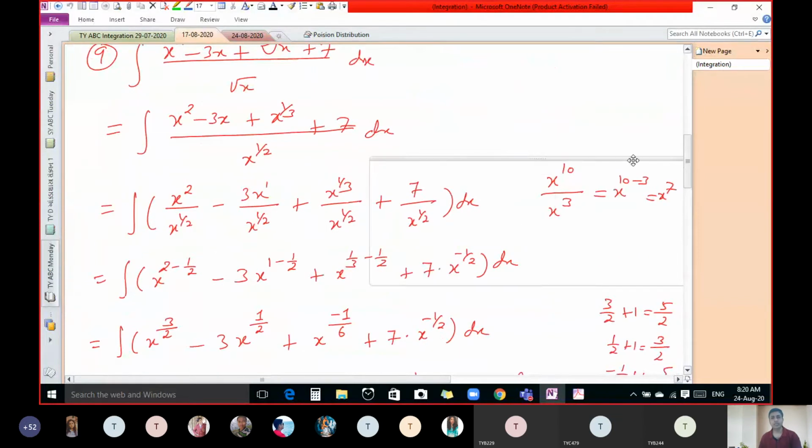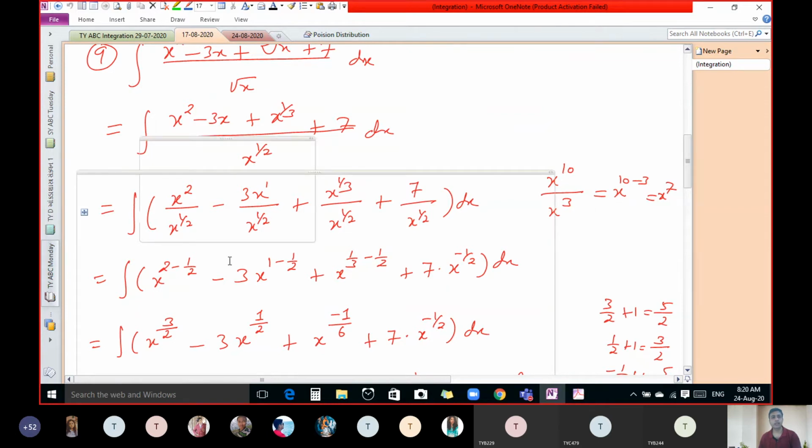Now apply the same rule: a raised to n upon a raised to m, the answer is a raised to n minus m. So here use the same rule: x raised to 2 minus 1 by 2, 3 x raised to 1 minus 1 by 2, plus x raised to 1 by 3 minus 1 by 2, plus 7. You can write x raised to 1 by 2 in the numerator, so it becomes minus. So 7 into x raised to minus 1 by 2.